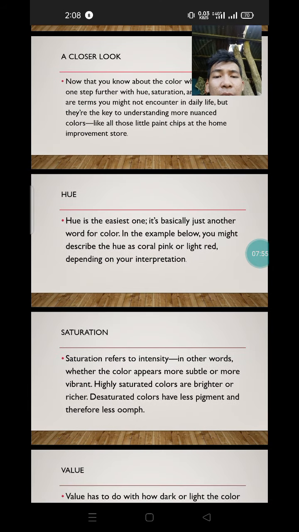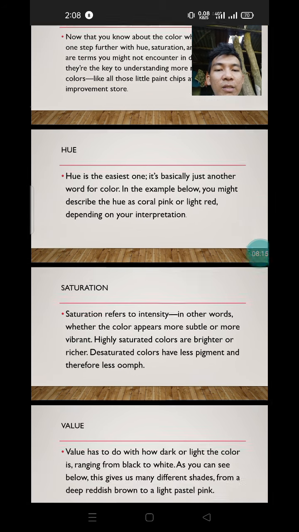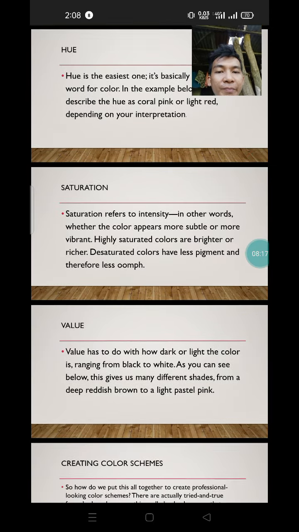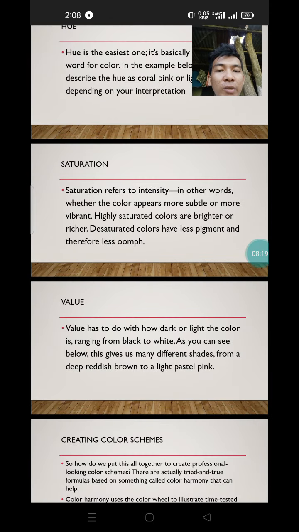Hue. Hue is the easiest one. It's basically just another word for color. In the example below, you may describe the hue as pink or red or light red, depending on your interpretation. Saturation. Saturation refers to intensity.